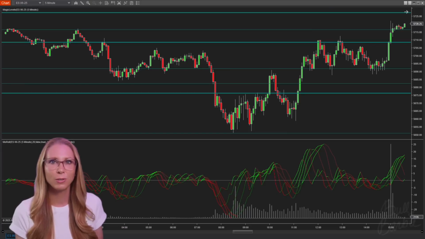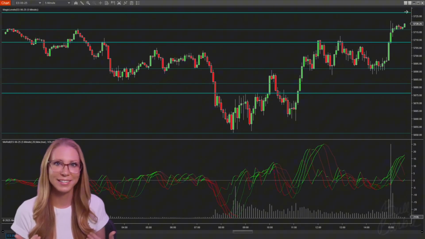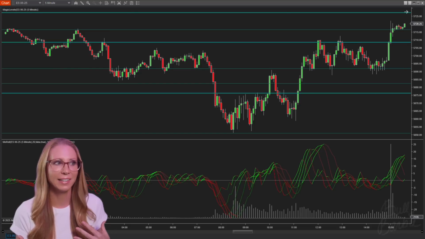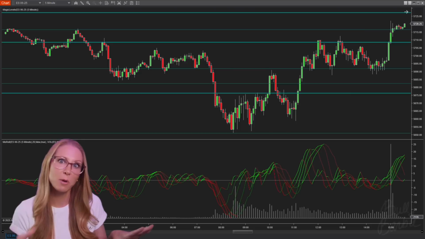And I've also loaded the magic levels, which is another indicator that I created for myself that I was peer pressured into sharing. And I'll cover the magic levels more deeply in another video, but I wanted to show you some context and how I use the MoRoll for confirmation at support and resistance levels or pivots. And of course, I trust these and the math behind them, and I'll improve it if I don't. But if you have any other pivots or levels that you love, try the MoRoll with those.